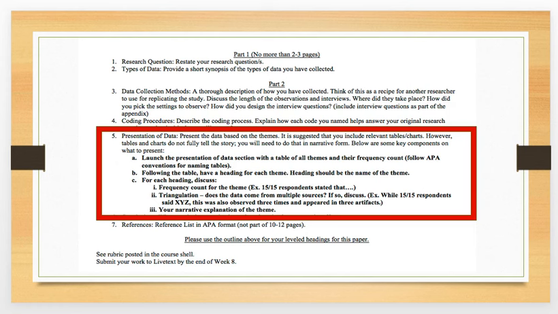An example is, while 15 out of 15 respondents said XYZ, this was also observed 3 times and appeared in 3 artifacts. Okay, so triangulation of data comes into play. And then your narrative explanation of the themes, and I'm going to unpack that for you next.